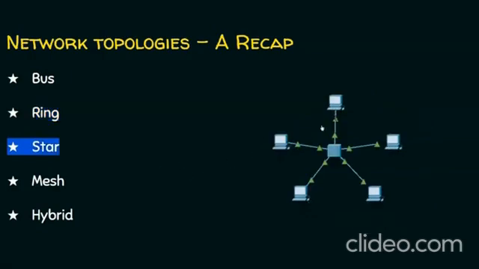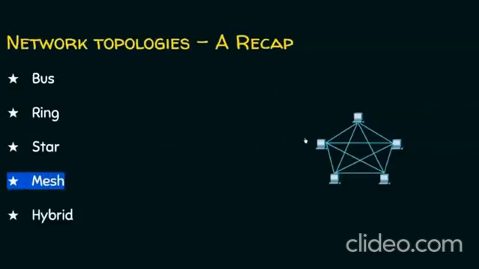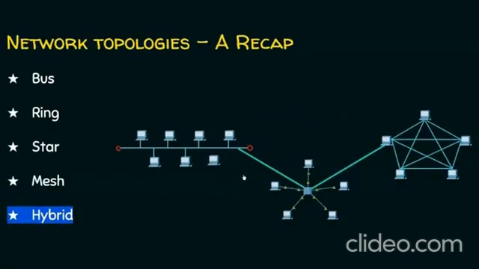Coming to the star topology, we will have a central node, maybe a switch or a hub, and each device will be connected to the central node. Coming to the mesh topology, every pair of nodes will have a dedicated line. Every node will be connected with its other nodes through a dedicated link. And coming to the hybrid topology, a hybrid topology is a combination of one or more topologies. In this case, here is a bus topology which is connected to a star topology, and in turn this is connected to a mesh topology, and that is why we call this a hybrid topology.